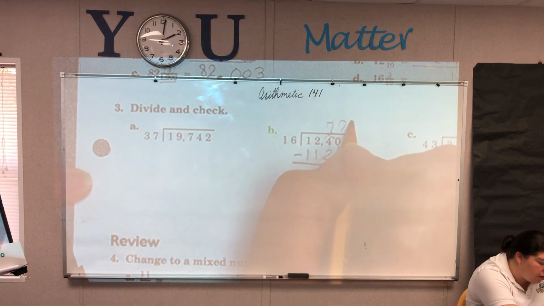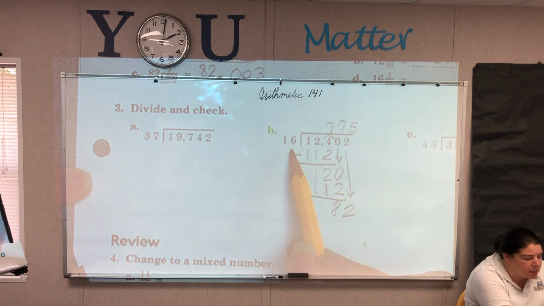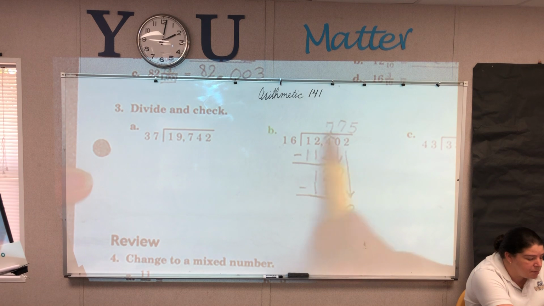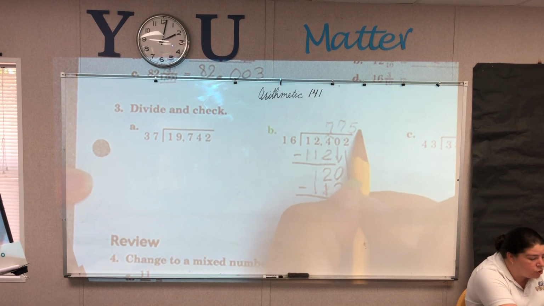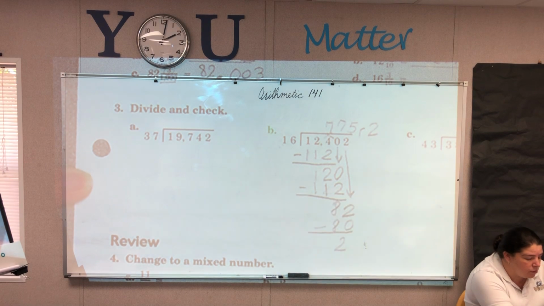Okay, so 15 times 5 equals 75. So let's try 5. And 5 times 6 equals 30. And 5 times 1 is 5 plus 3 is 8. So 5 times 16 is 80. When we subtract, we're left with 2. And 2 becomes my remainder.